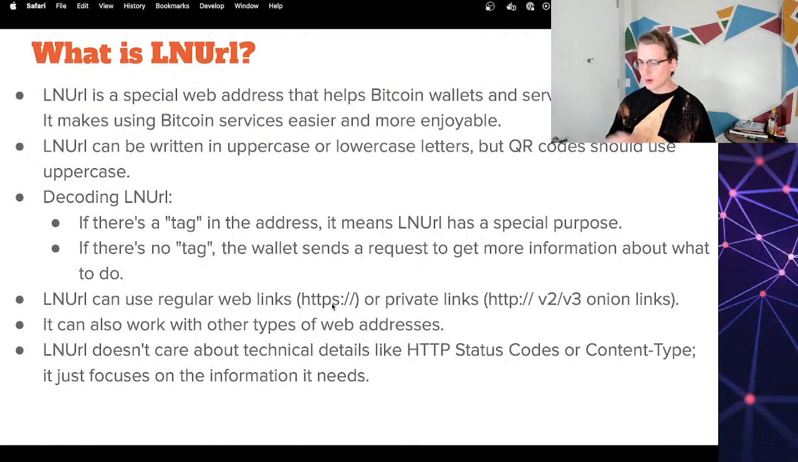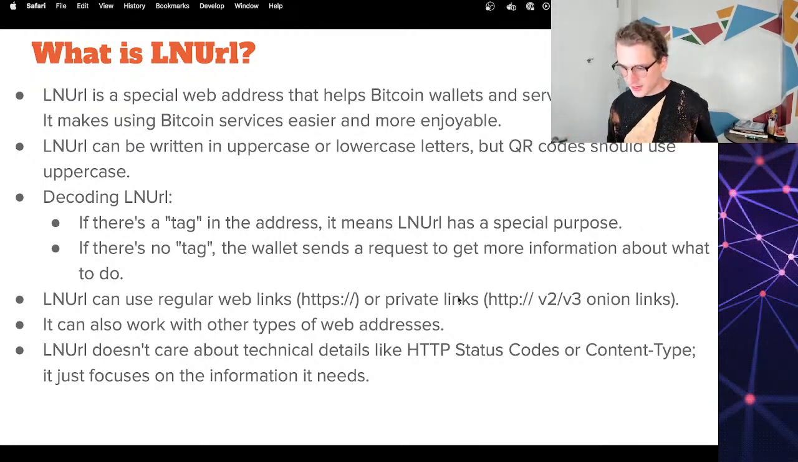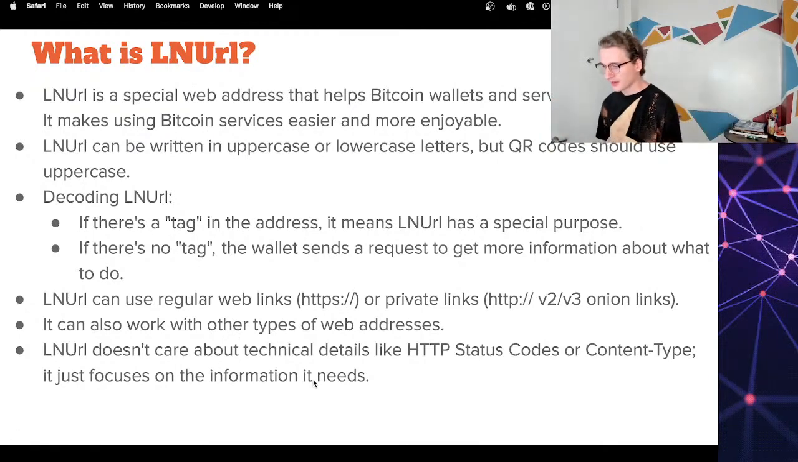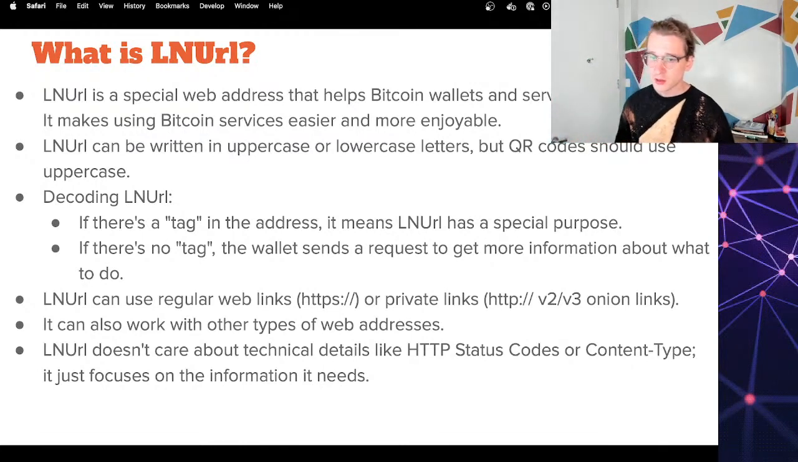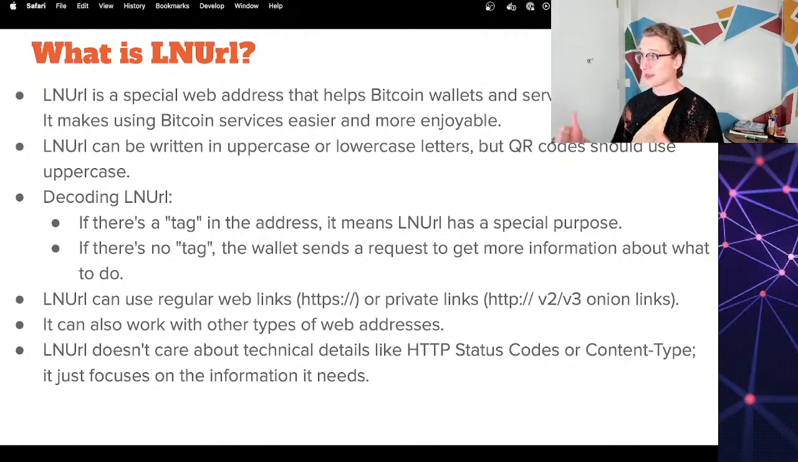So let's see, we can use regular web links, HTTPS, or private ones. So you can use your .onion, v2, v3 links, which is cool. It can also work with other types of web addresses. And it doesn't care about technical details, like status codes, content type. It just focuses on the information in the string, the actual LNURL. So yeah, that's really what this is. We're baking special instructions into a string that our wallet will be able to interpret. And for auth, for login, we're going to be baking in instructions for essentially signing into our service.